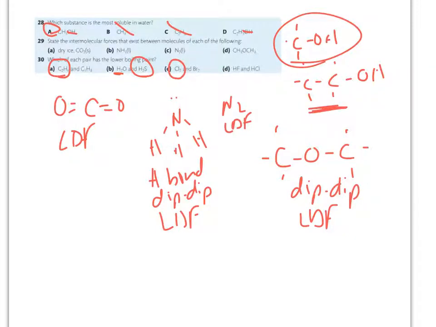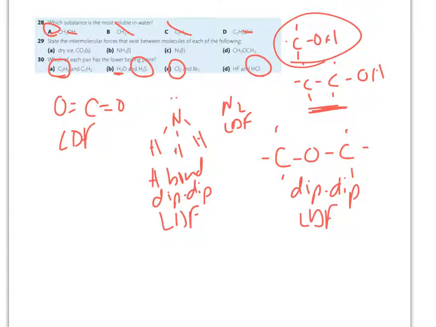HF and HCl. Here, these are both crazy polar, so even though HF is lighter weight, HCl is going to be less polar and have the lower boiling point. So those would be my choices for each pair.